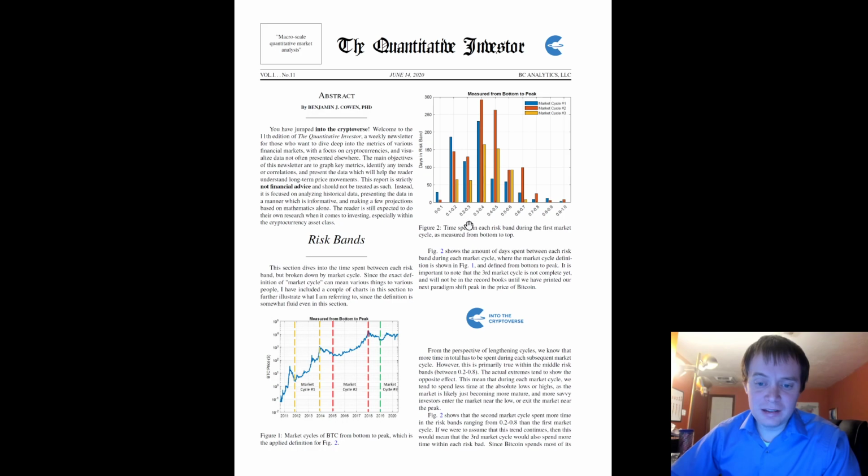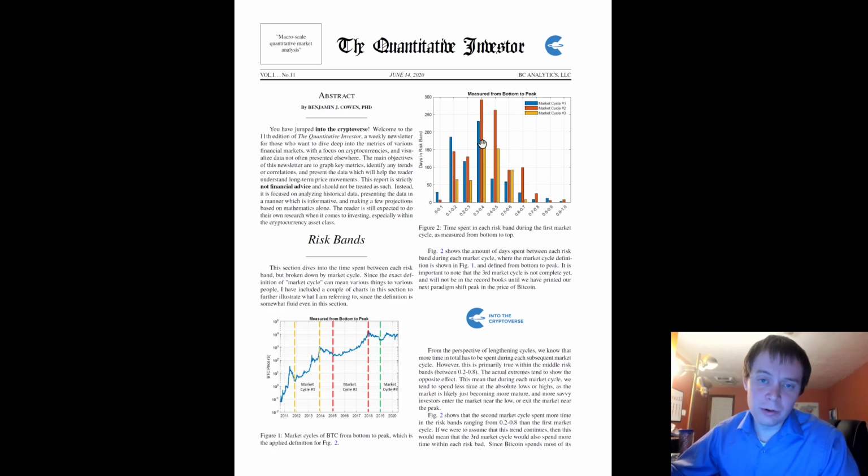Certainly, we have plenty of time left in this market cycle to spend between 0.3 and 0.4. We know from a past newsletter that this is the band we spend the most time in, and you can even see it on this chart. We're spending a lot of time within this risk band. So far this market cycle, we've spent just over 150 days in this risk band, and during the last market cycle, we spent almost 300 days. So we probably have another half year within this risk band.